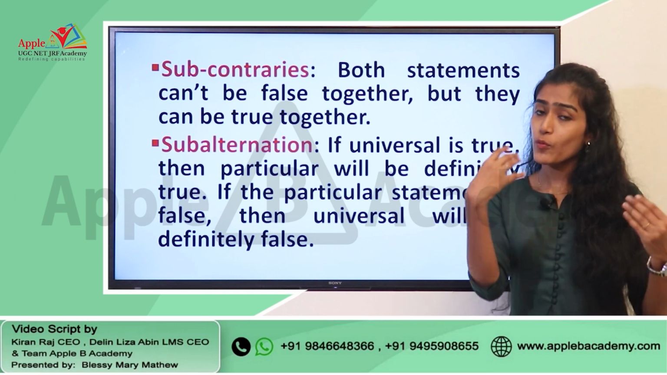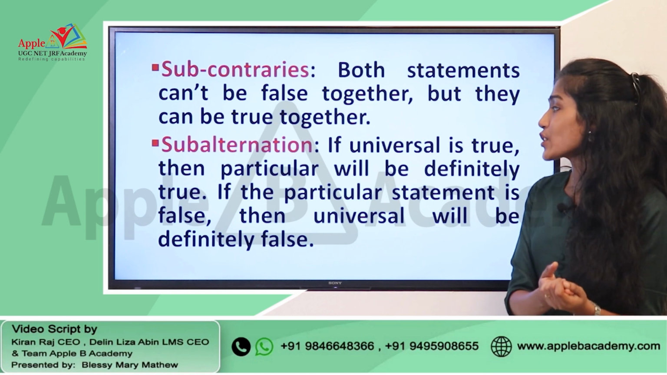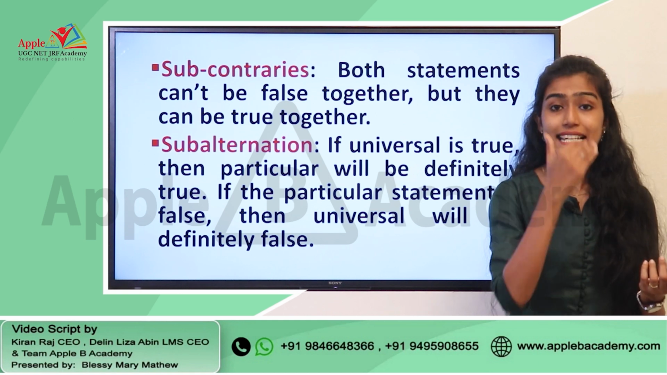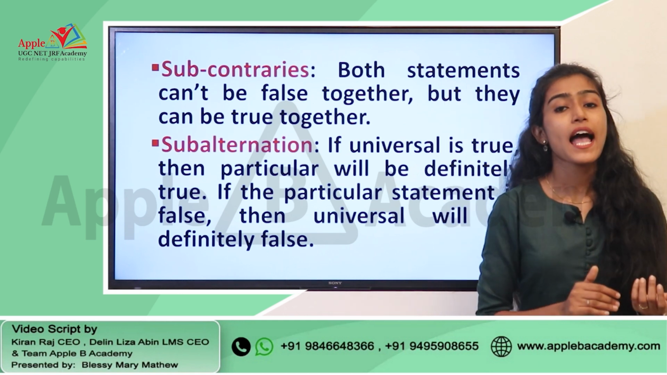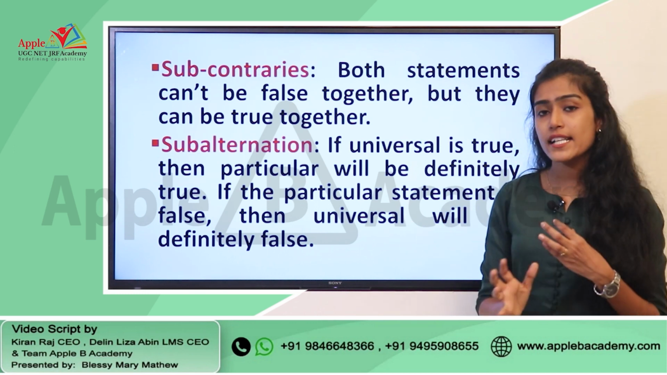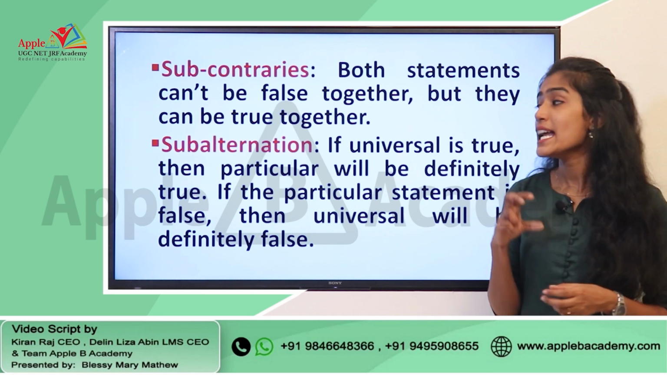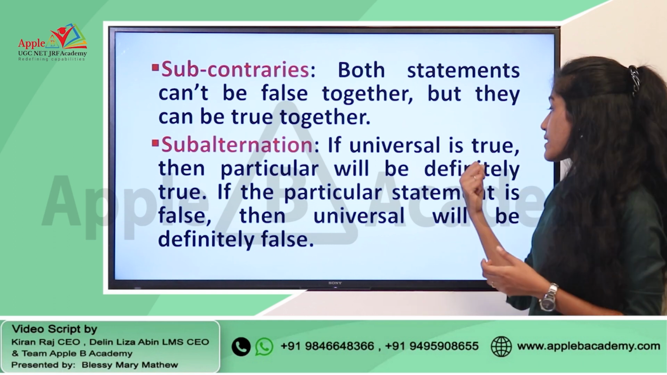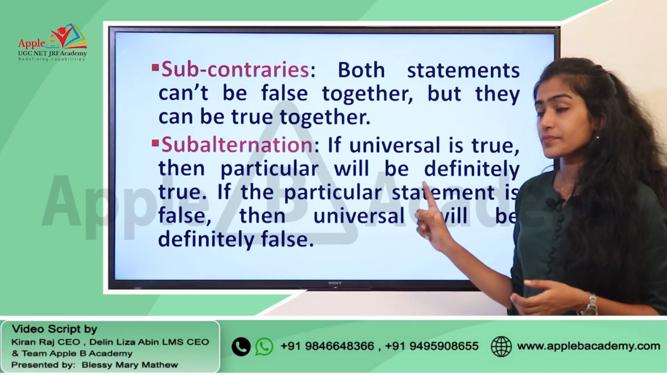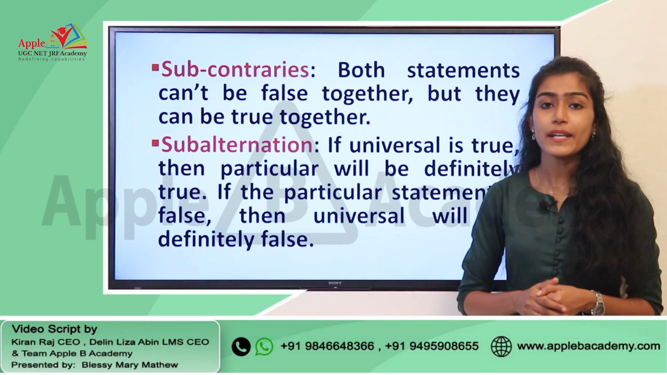If you consider a set of subalterns, then in that you will have a universal statement as well as a particular statement. A and I, E and O: universal and particular statements can be seen in both these sets. So, if you consider subalternation, you have to remember that if the universal proposition is true, then the particular will definitely be true. But if the particular statement is false, then the universal will definitely be false.